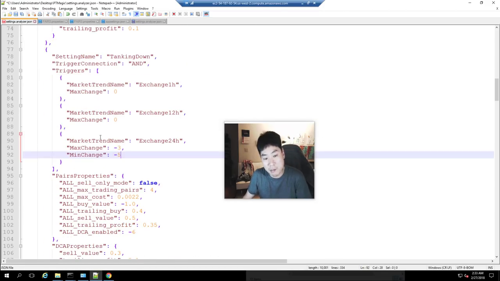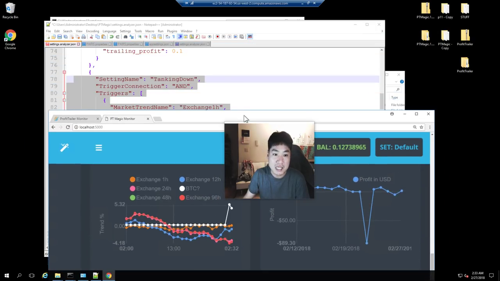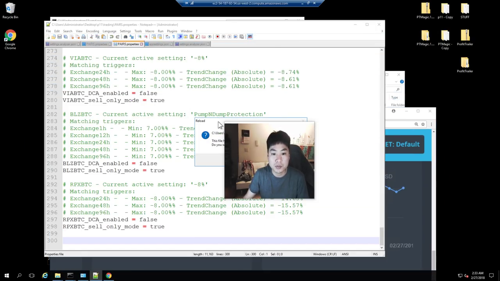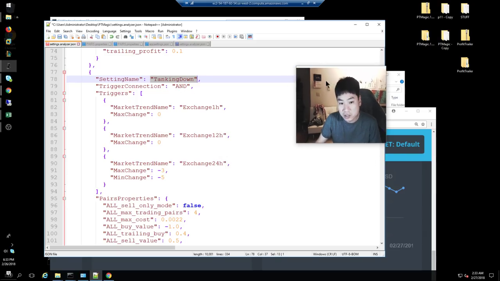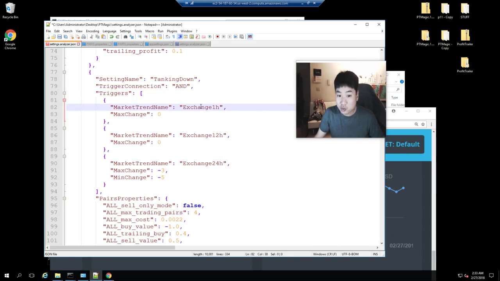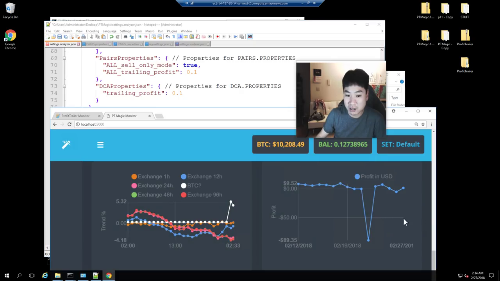So my bot was tanking down just a moment ago, and if I go to PT Magic, you can see it's at default settings because it's not hitting this criteria anymore. Let me go ahead and load it again. So you see, tanking down has to meet these criteria here. Exchange 1 hour has to be less than zero. Same thing with the 12 hour, less than zero, as well as the market trend of the 24 hours being -3% to -5%. Okay, and if we look here, it doesn't meet any of the criteria.